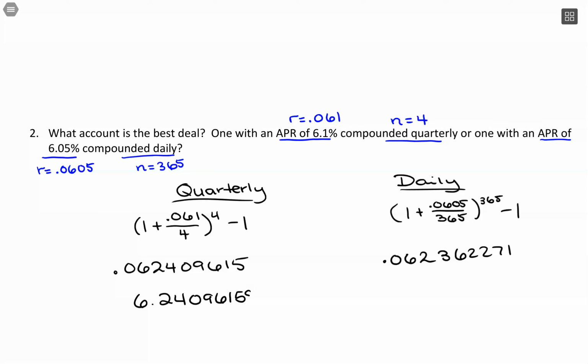But if we go out far enough, and even if I just change this to a percentage, 6.2409615% versus 6.2362271%, what you can see is that about here, we're seeing different digits, and this is a higher percentage. This quarterly account is better. We're going to get a higher percentage rate over the year. And yes, it'll come down to a difference of pennies maybe over the year, but if you have this account for a long time, those pennies can turn into dollars, to hundreds of dollars. So any little difference can make a big change.